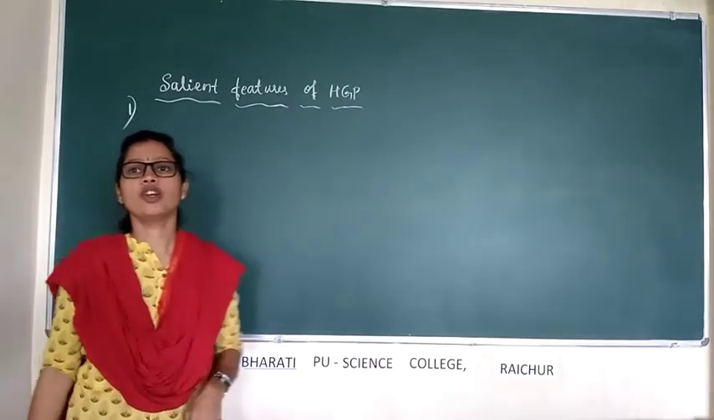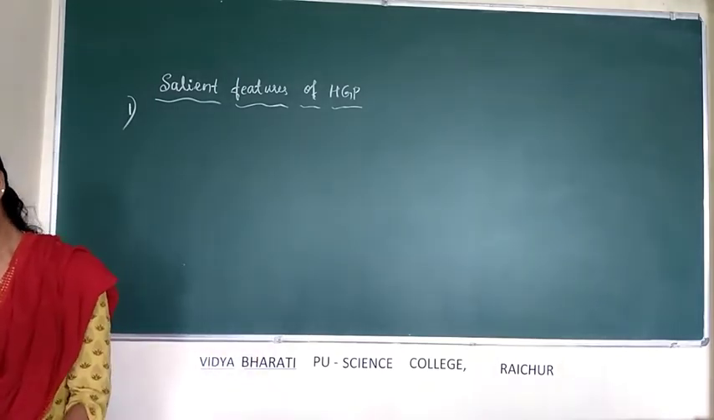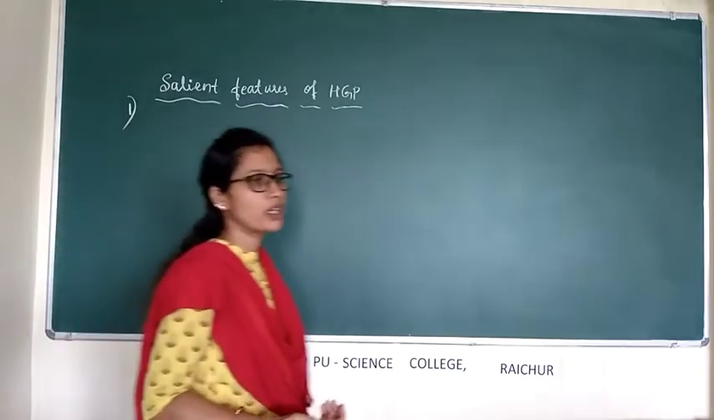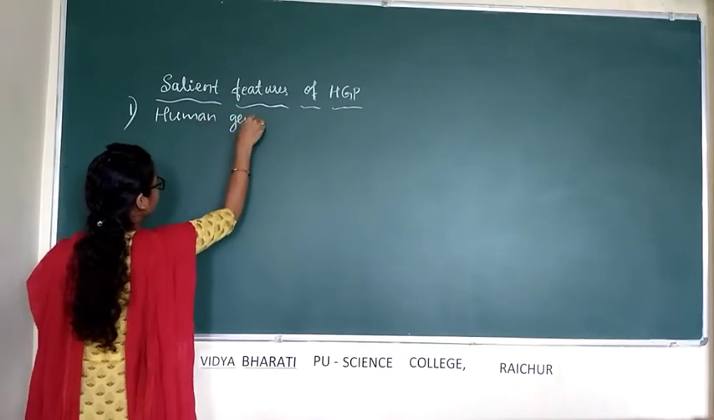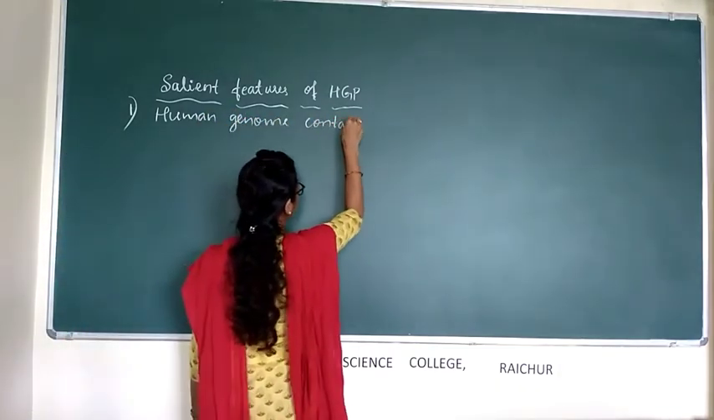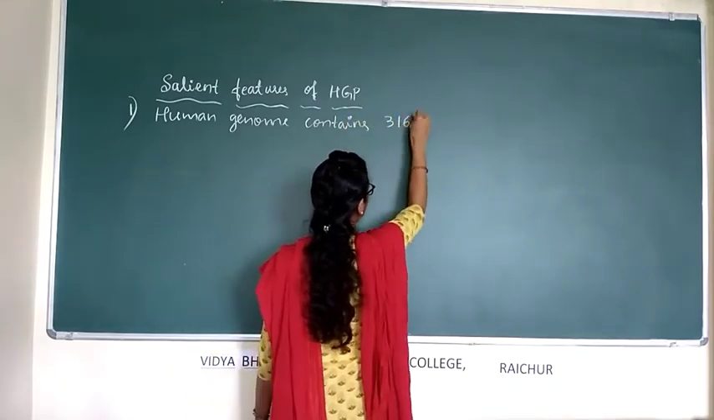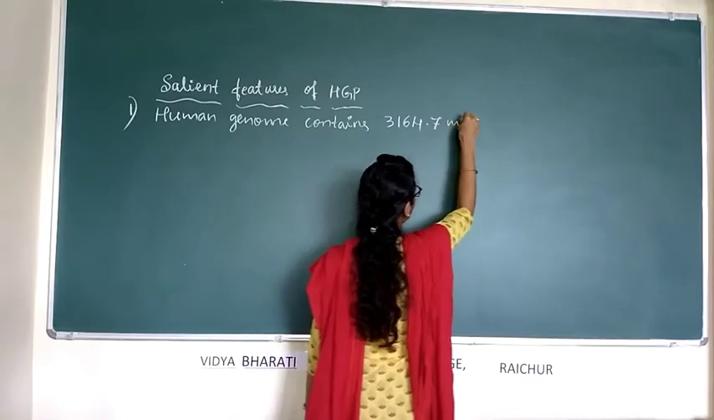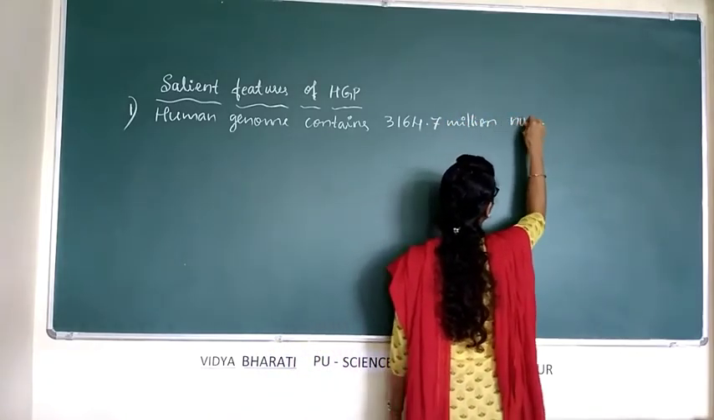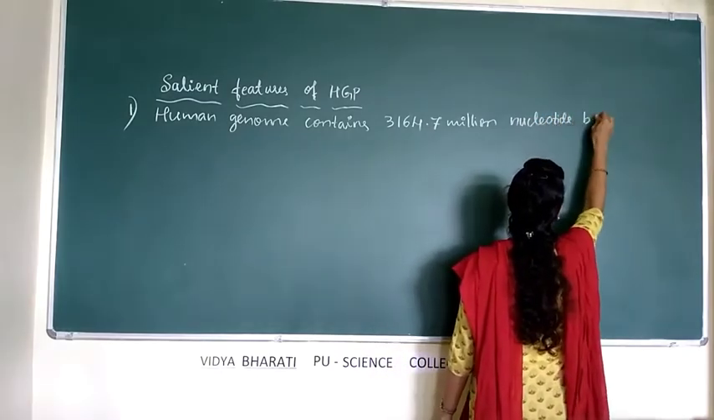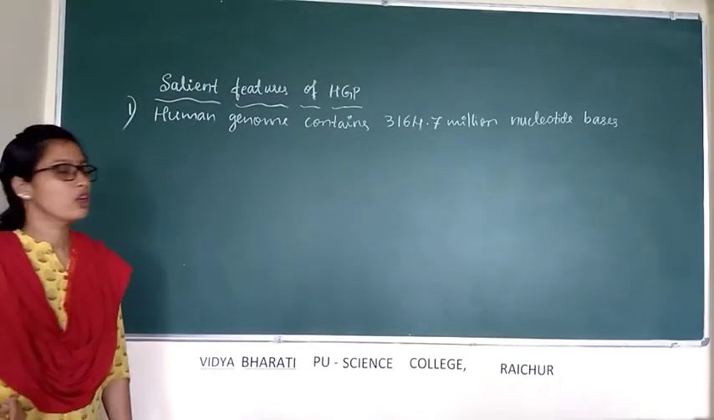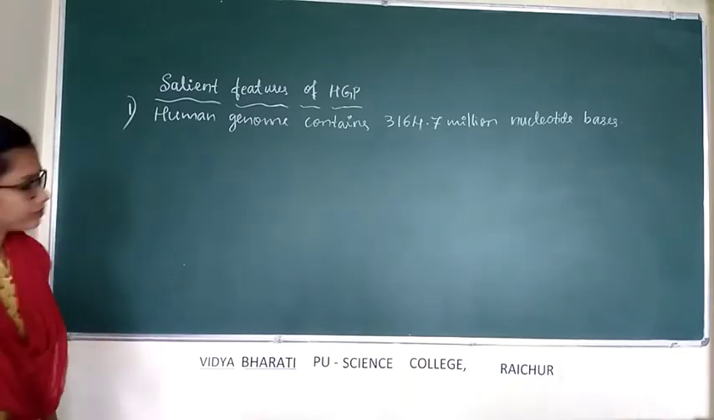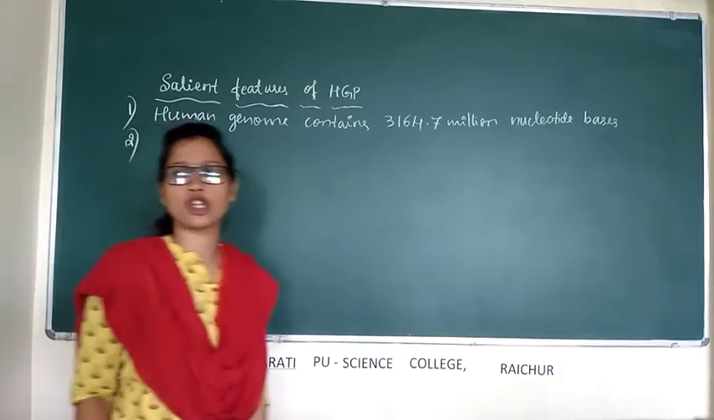The first salient feature of the Human Genome Project is that the human genome contains around 3164.7 million nucleotide bases.